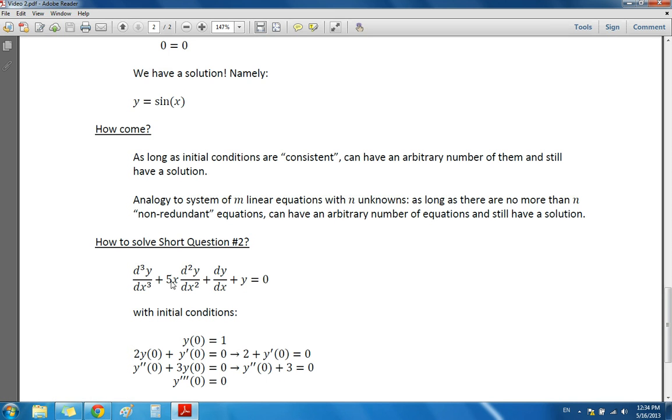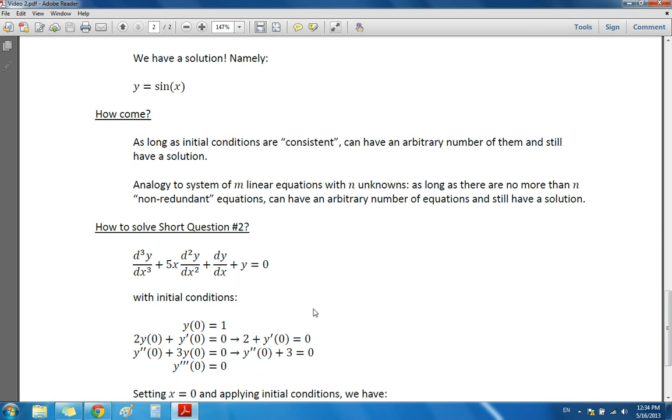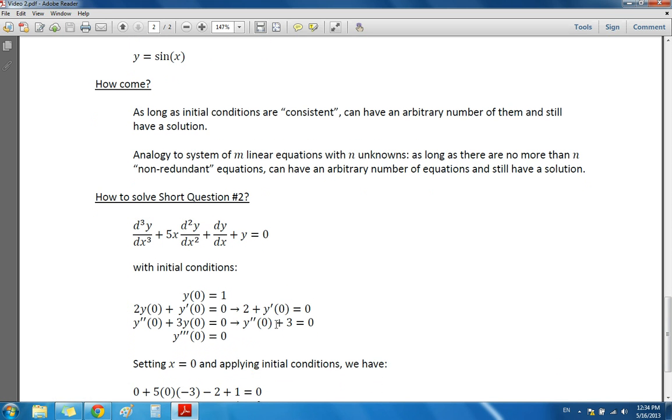We just take our differential equation and we set x equal to 0, and then we can apply our initial conditions. So the first term is just 0 from this initial condition. The second term is something, but it essentially goes to 0 because it's being multiplied by x, and that's being set to 0. This third term, dy dx, is negative 2, as we see from this equation. And the final term, y, is just 1, as we see from this initial condition. And all of this has to equal 0.